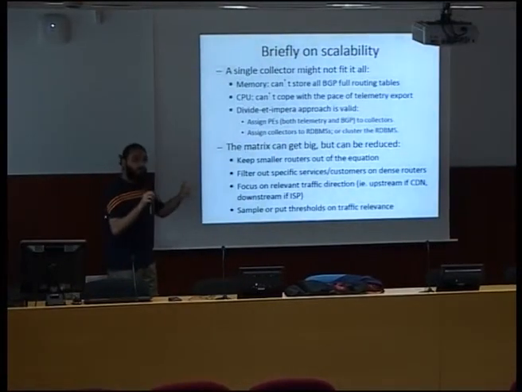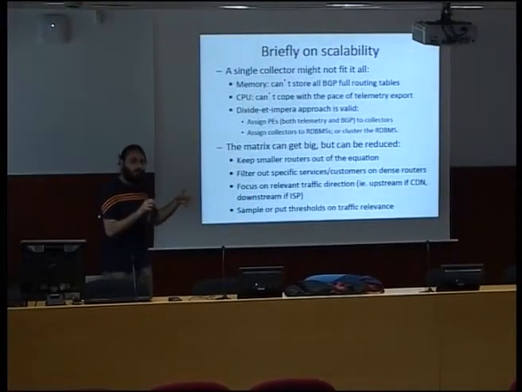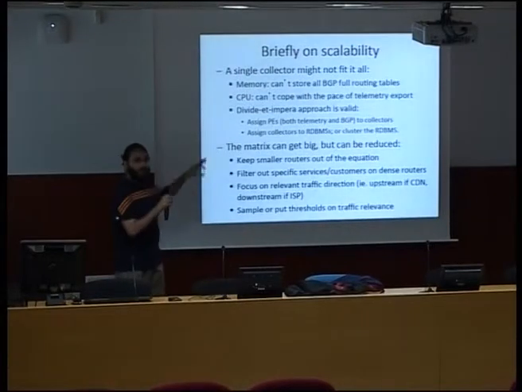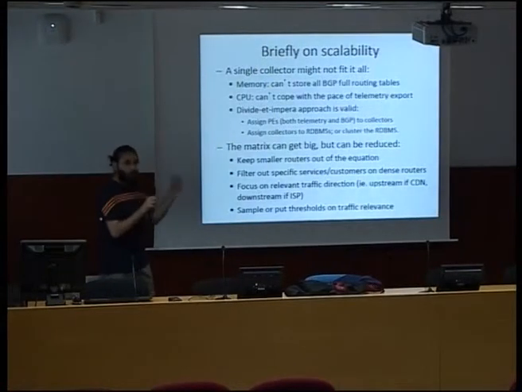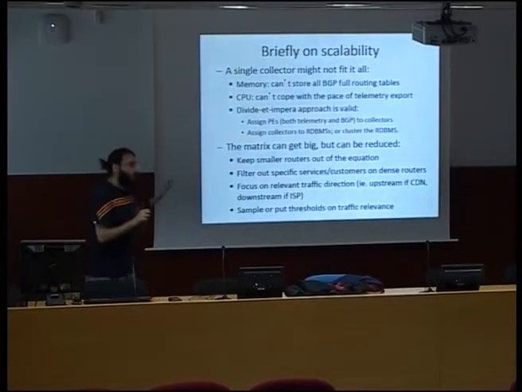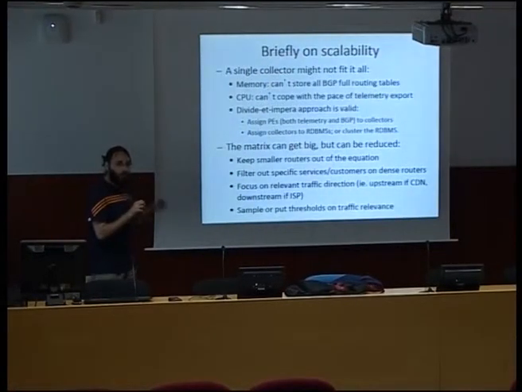You have a traffic matrix and several collectors, each of them builds a partial traffic matrix, and then you can reconcile them later to get the full picture, the full traffic matrix. Also the matrix can get big by itself, so you have several tricks. For example, in some scenarios you can use just half of the matrix and not all of it, or keep out items like small routers or things that can fall outside your exercise.